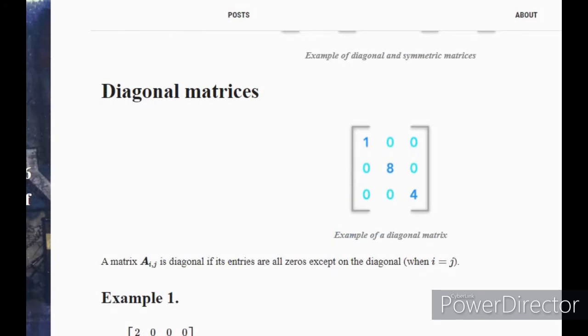So now this is an example of a diagonal matrix. We say that a matrix is a diagonal matrix if all of the elements are equal to 0 except the diagonal elements, which are not equal to 0. That's why it is called a diagonal matrix.